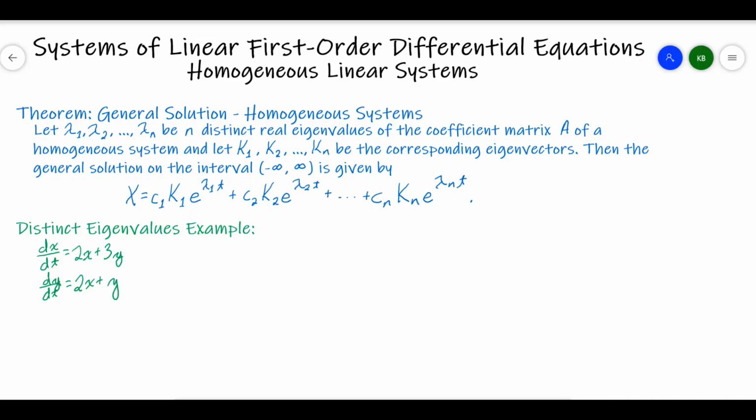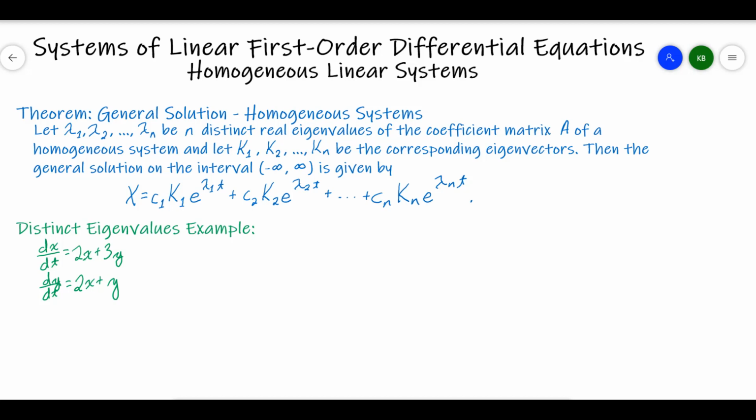We know that the solution to a homogeneous system needs to look like a constant times some solution vector plus another constant times some solution vector and so on. But the question is, what are those constants and what do solution vectors look like? How do we find them? So this theorem that we have, the general solution to homogeneous systems, is going to help us out with that a little bit.